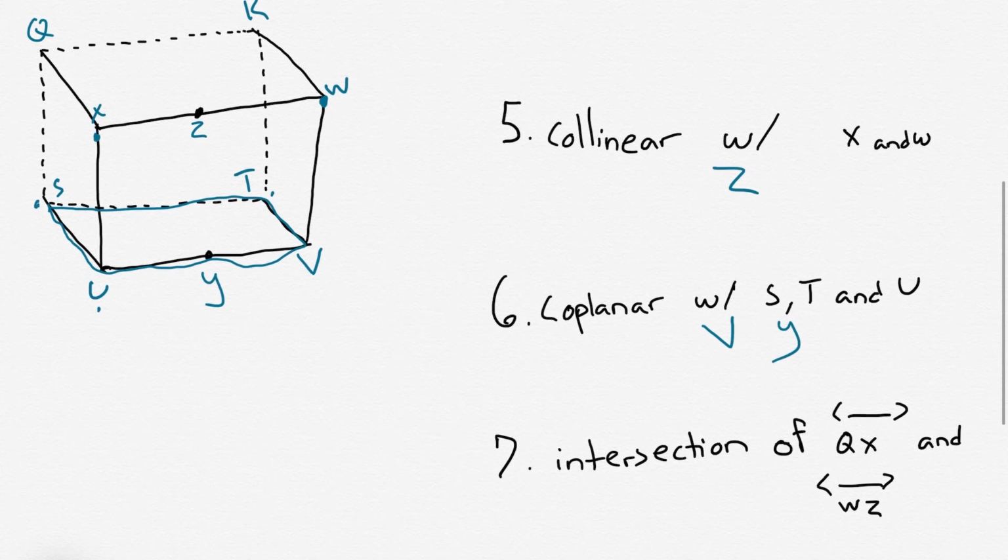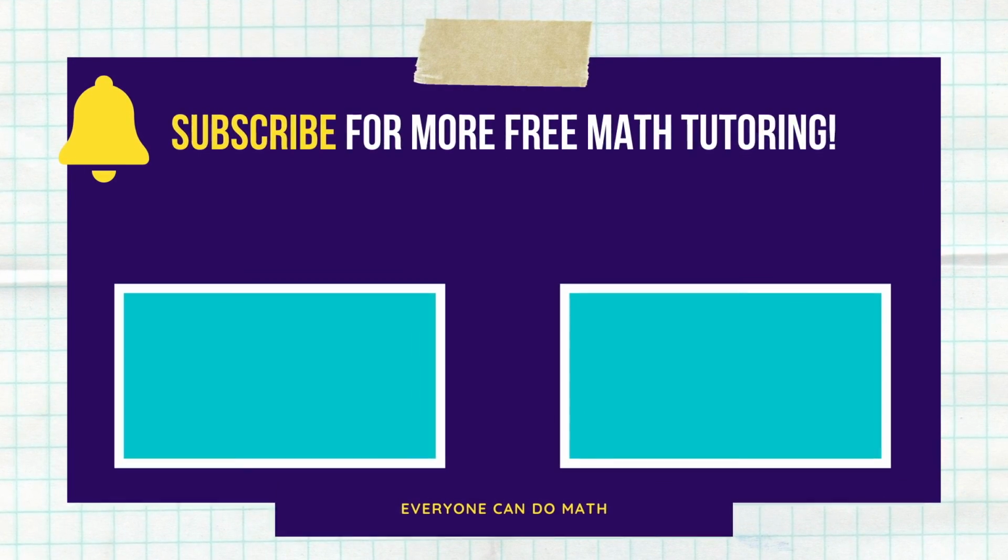Okay, and the last thing, we want the intersection of QX and WZ. So where's our QX? QX is right here, and it's going this way. And then W, where's W? Here's W, and here's Z. So it's going this way. And we see that they intersect right here. And that is going to be on point X. So that's the answer.